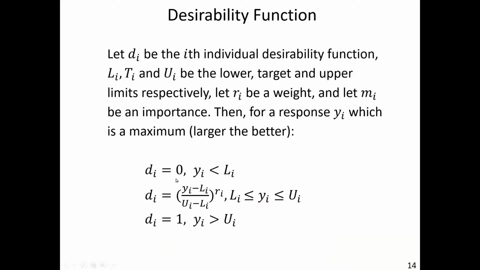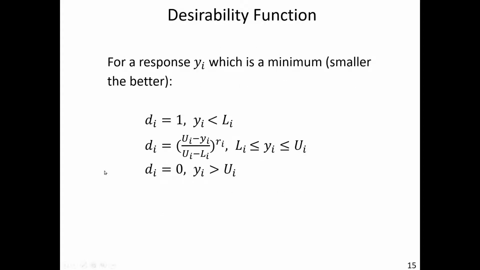Now the formulas from Derringer and Suich, if you have larger is better. If the response is less than the lower bound, then the desirability is 0. If the response is greater than the upper bound, then the desirability is 1. And here's that linear slope if you use an R value of 1. And so basically you just have that rising slope. And here is the minimum. So on the minimum, if it's less than the lower, desirability is 1. If it is greater than the upper, the desirability is 0. And this gives you your downward slope.